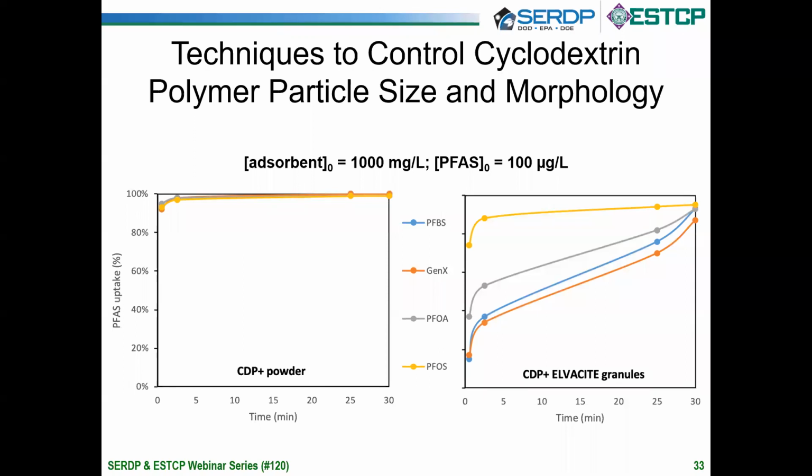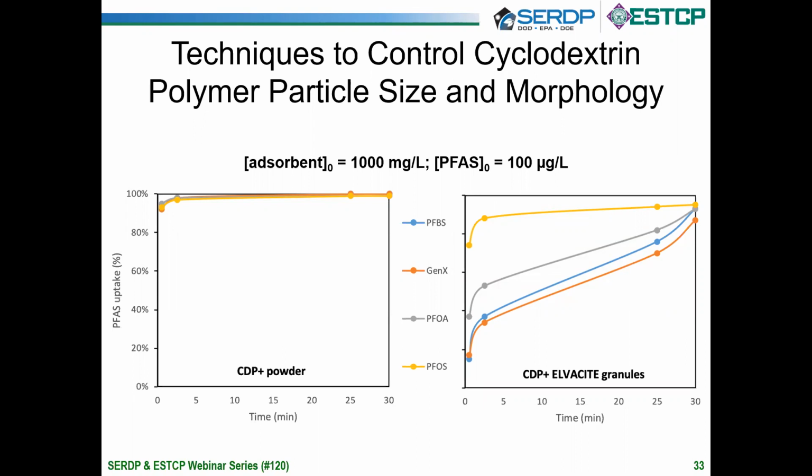Importantly, the performance of the resulting granules does not change significantly following granularization. The data provided here show the removal of 4 perfluoroalkyl acids using the as-synthesized CDP+, and the granular form of CDP+, also known as Dexorb+. The as-synthesized material has an average particle size on the order of tens of microns, and the granular material has an average particle diameter of 500 microns.